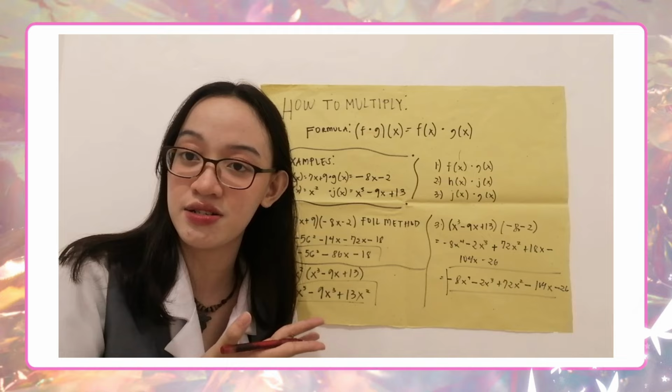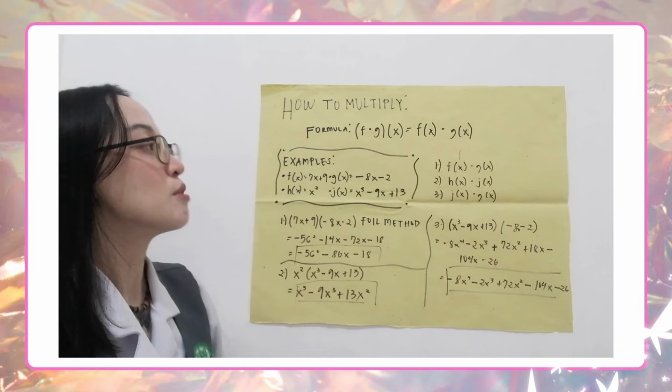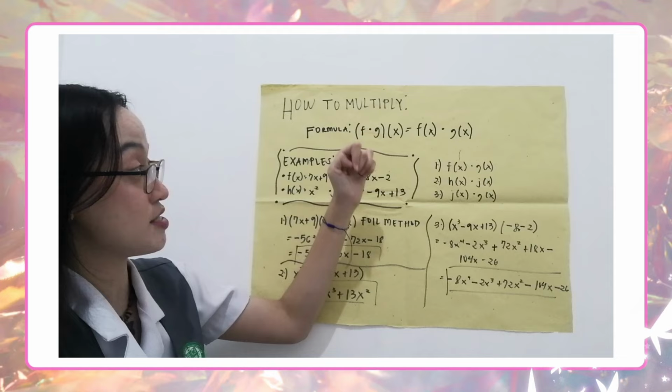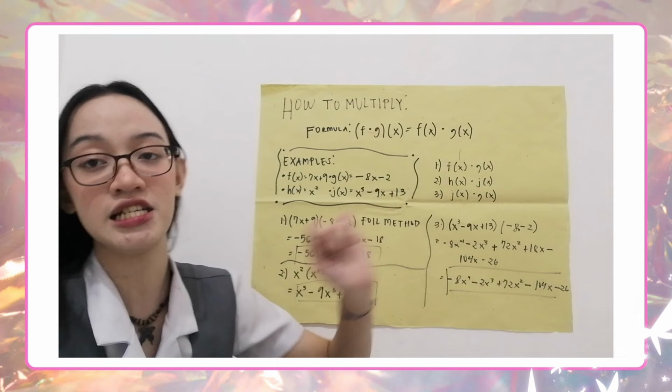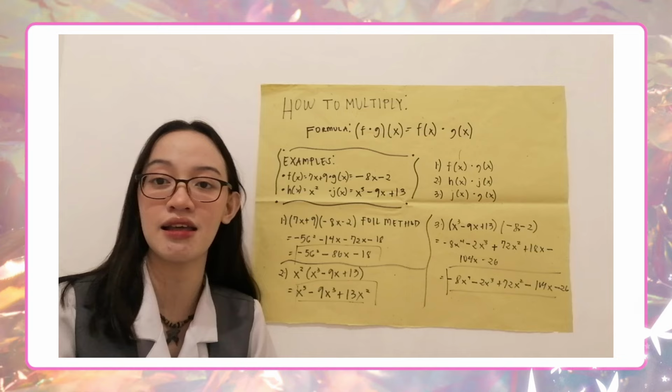Okay? So, simulan natin sa mga examples na binigay. Ay, hindi, sa formula pala. So, multiplication, we're going to use the formula f times g of x is equal to f of x times g of x. So, almost the same lang din siya sa addition. Ang naiba lang is yung operation and yung symbol na gagamitin.